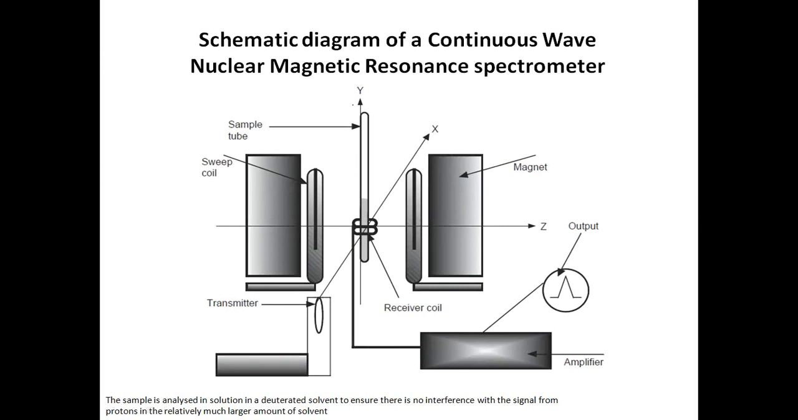Now coming to the instrumentation part for NMR, there are different instruments being used. The basic instrument that was used is the continuous wave nuclear magnetic resonance spectrophotometer. This is a schematic diagram for the continuous wave nuclear magnetic resonance spectrophotometer.